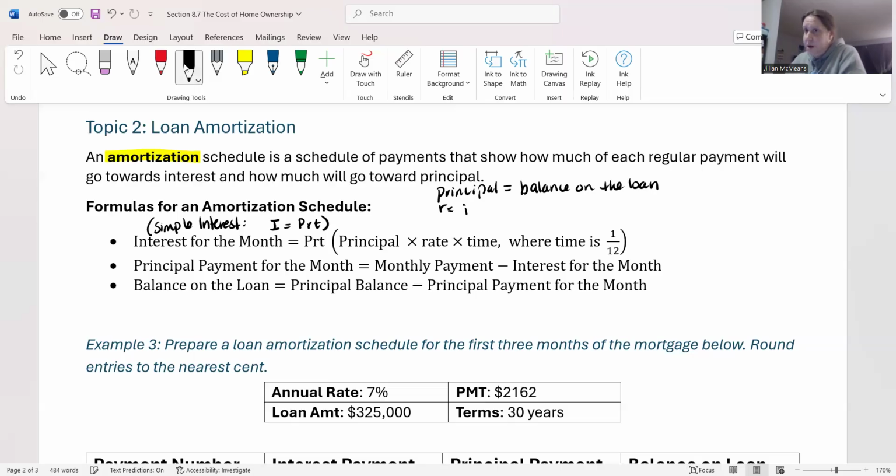So whatever your interest rate is for the loan, that's what it's going to be for this little calculation we look for to find the interest for just a single month.